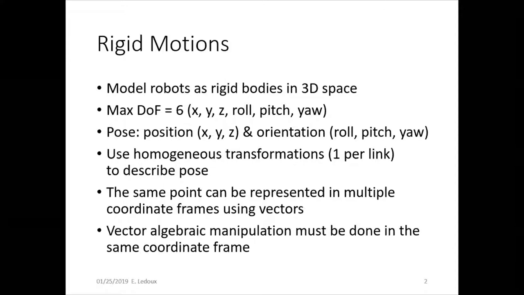To describe the pose, we use a homogeneous transformation, one for each link. And then the same point can be represented in multiple coordinate frames using vectors. Vector algebraic manipulation must be done in the same coordinate frame. So if you are adding points together or adding vectors together, you need to do that all in one coordinate frame. Points that you see in lots of different coordinate frames all need to be put into the same one. Then you can do the math. Then you can go and put it back in its original frame.